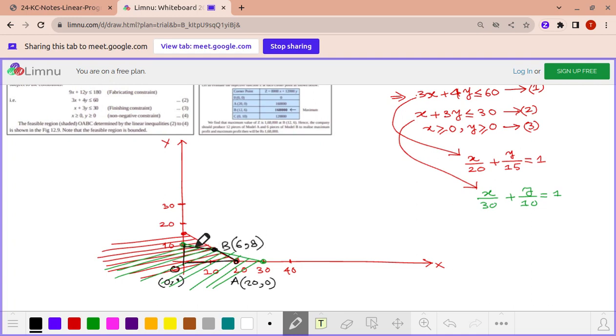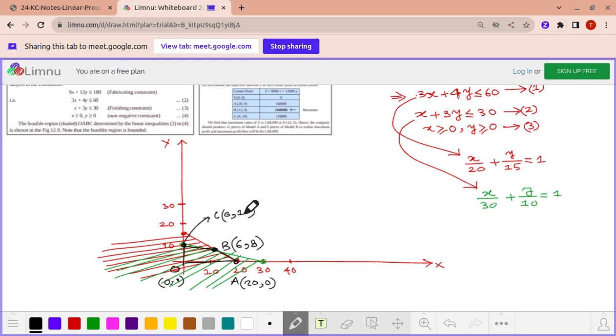Okay, and then we get the point C. So this is the point C, and its coordinate will be 0, 10. Correct. So now using the corner point method, we need to find the value of the objective function at all these 4 points: 0, 0, that is the origin, A 20, 0, B 6, not 6, 8, sorry.